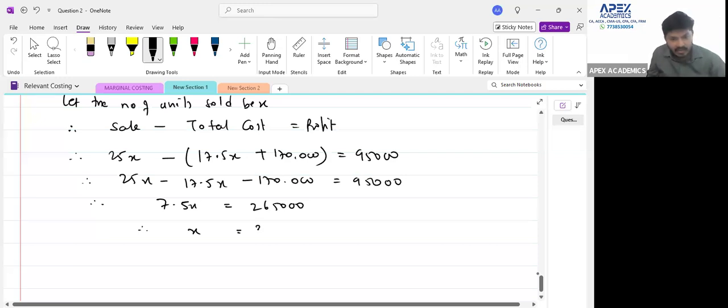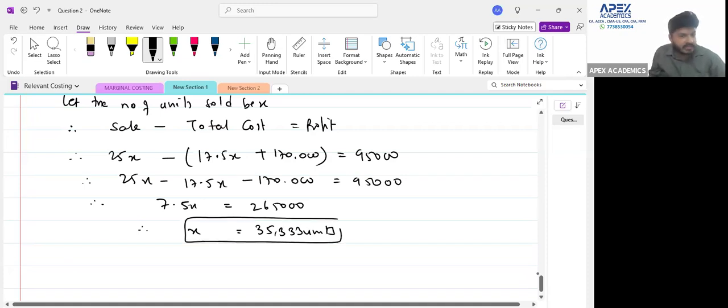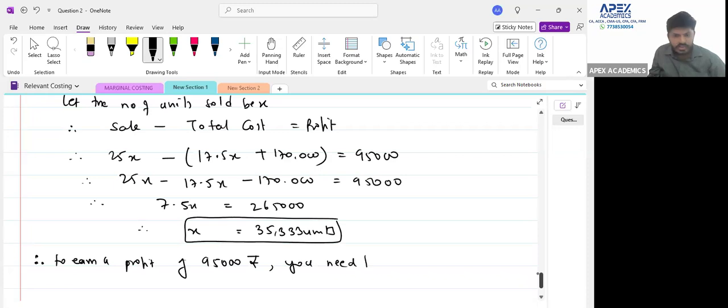What is the answer? 35,333 units. Therefore, to earn a profit of 95,000 rupees, you need to sell and manufacture how many units? You need to sell and manufacture 35,333 units. Yes or no?